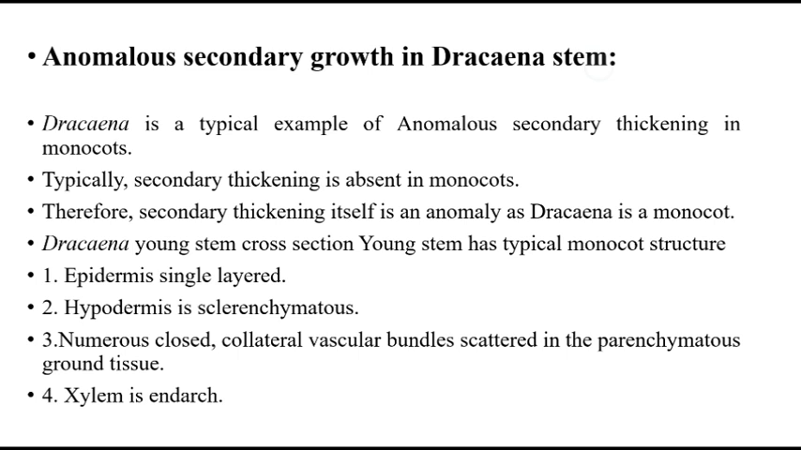Next, Dracaena. Dracaena is a monocot and it is a typical example of anomalous secondary thickening in monocot stem. Typically, secondary thickening is absent in monocots. Therefore, secondary thickening itself is an anomaly in Dracaena, as Dracaena is a monocot. Dracaena young stem cross section. Young stem of Dracaena shows the following structure.